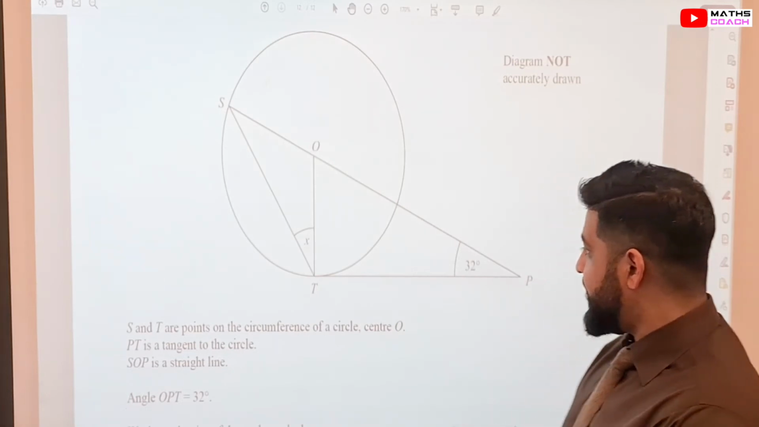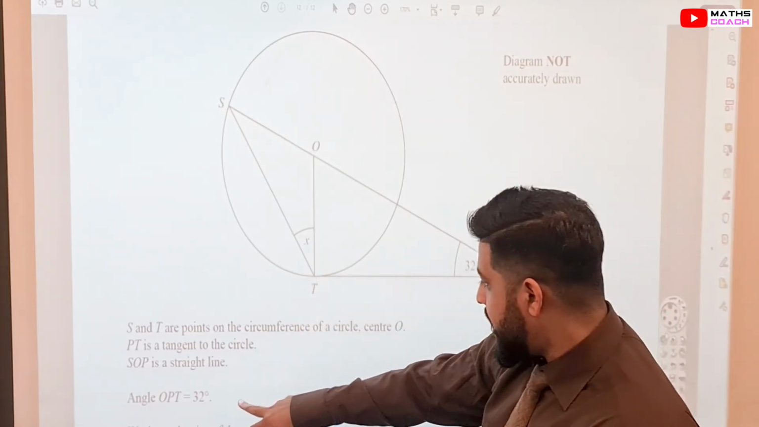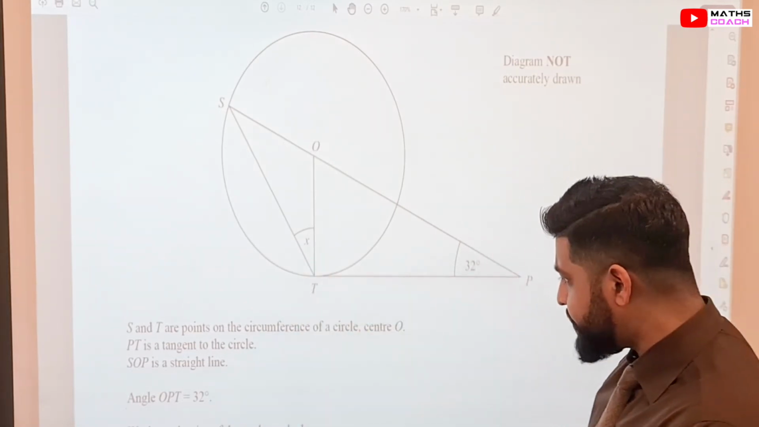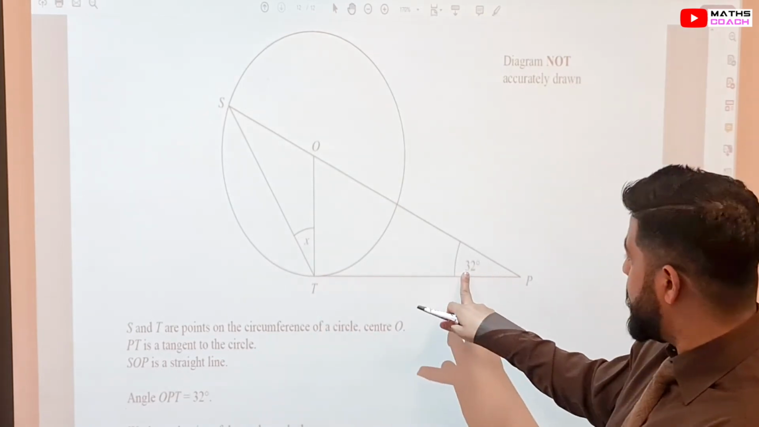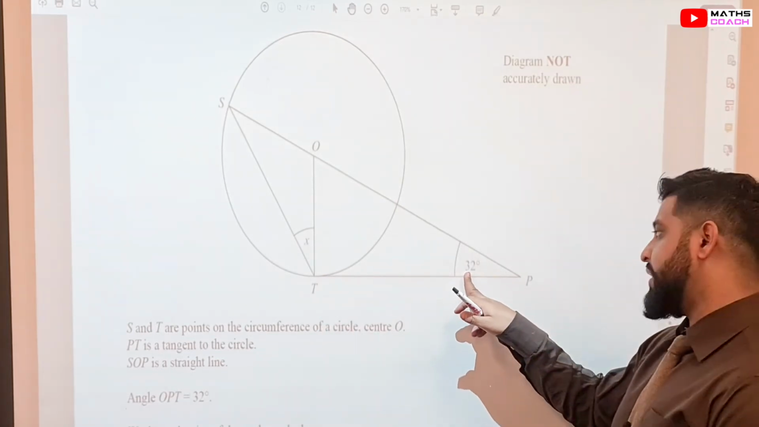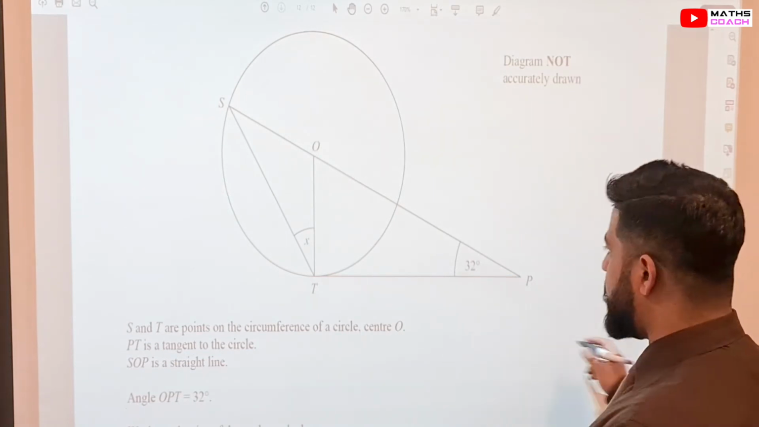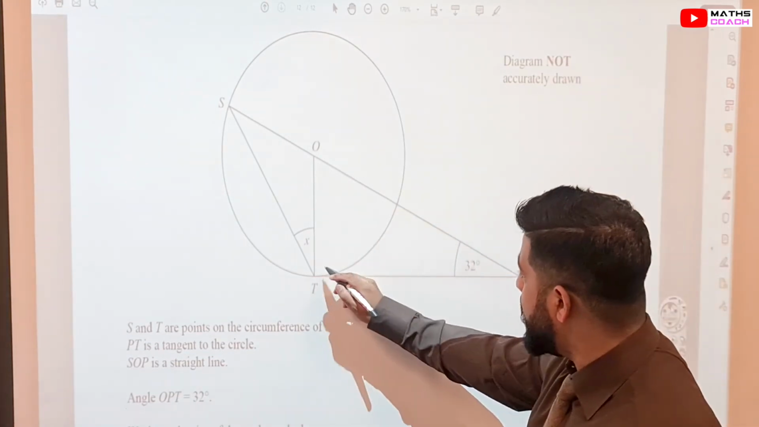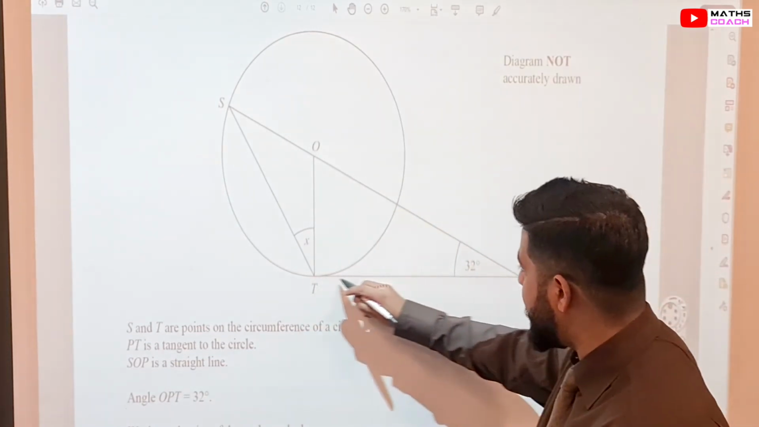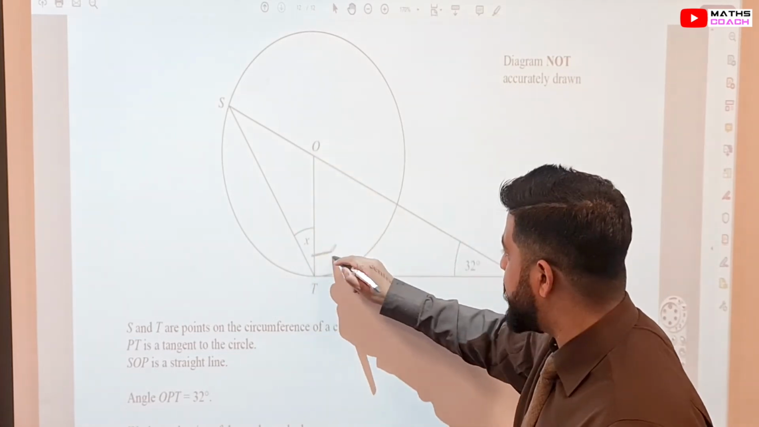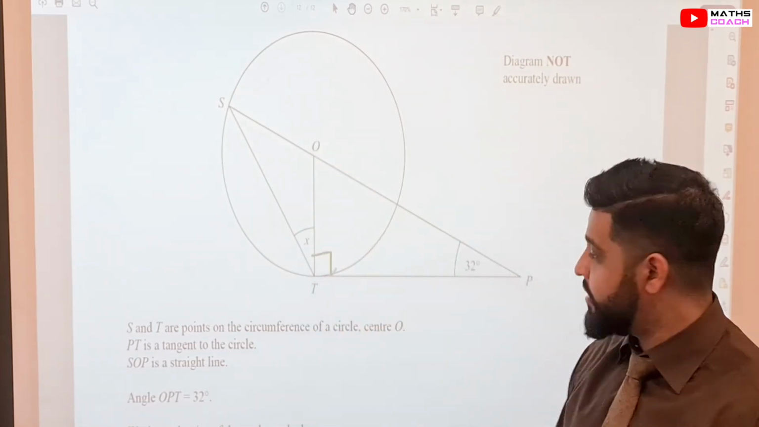Okay, so let's have a look at this question. We are told to find angle X here. We are given this angle as 32 outside of the circle. So where do we begin? We know that we have a tangent right there. We have a radius here, so therefore we know that this is 90 degrees right there.